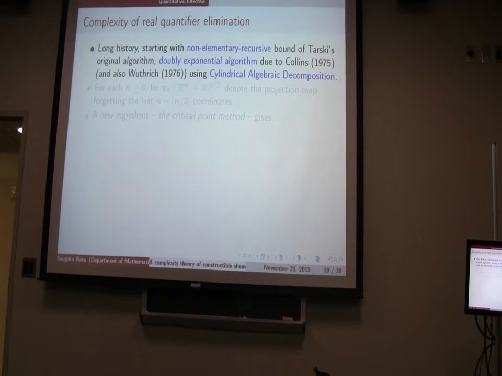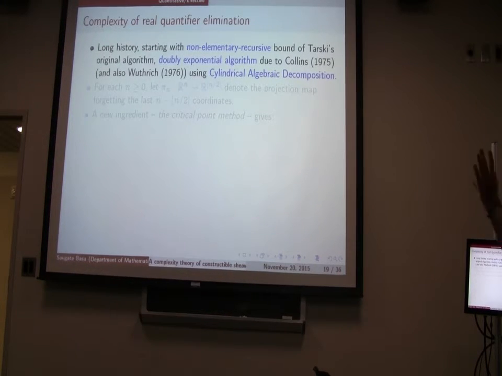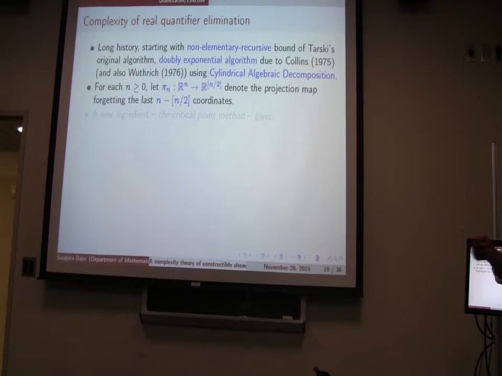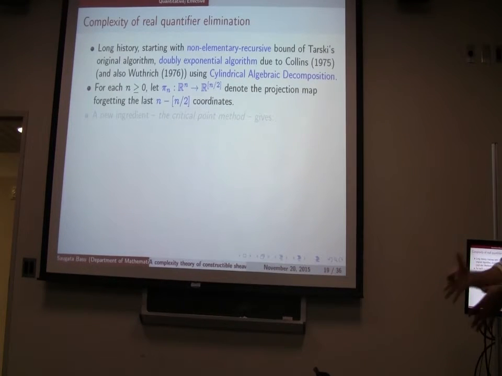But the bad thing about this algorithm is that it is doubly exponential. Now, for the rest of the talk, whenever I take a projection forgetting some variables, I will restrict myself to forgetting half the variables, just to keep the notation simple. It does not make any difference. So Collins' algorithm says that if you have a semi-algebraic set in R^n defined by s polynomials of degree at most d, and you look at its projection, then you can describe this projection in R^(n/2).